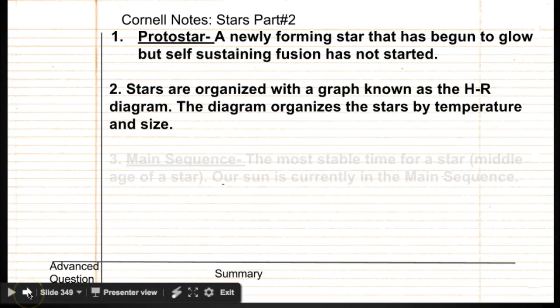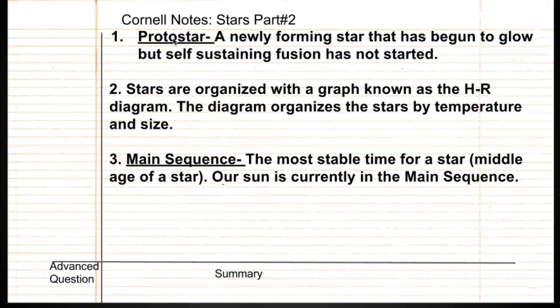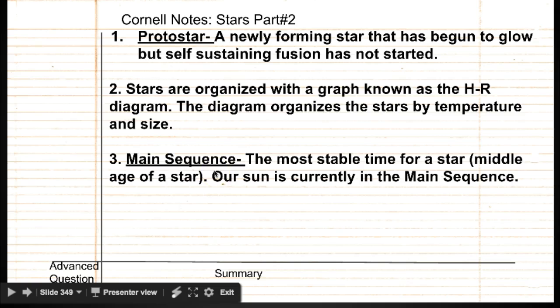Number 3. The main sequence. When you organize a star by its temperature and its size, most stars will be on the main sequence. The main sequence is the most stable time for a star. It's like the middle age of a star. It's not a newly formed star, it's not a protostar, but it's not a star that's about to collapse and explode or just turn off. So the main sequence is like the middle life of a star. Our sun, so you don't have to worry about it, is currently in the main sequence. It's not a new star, but it's not an old star either. Go ahead and come up with your question for 3, and then let's move on to the last idea.